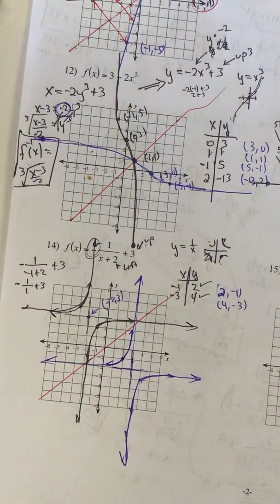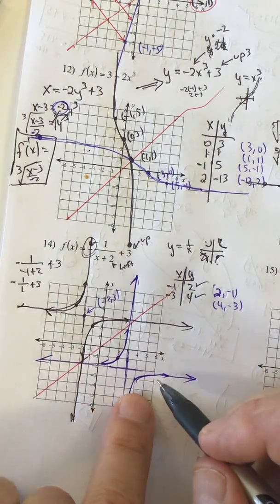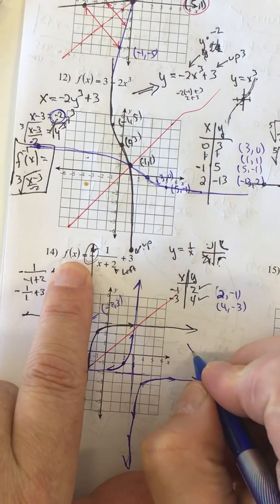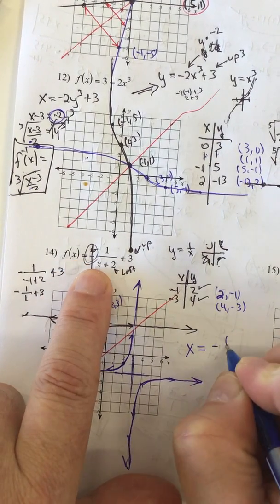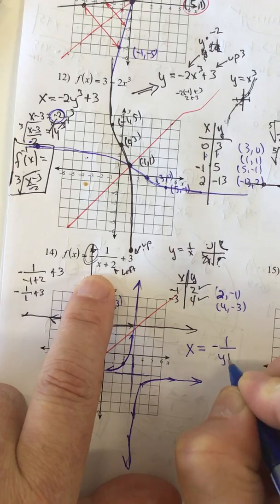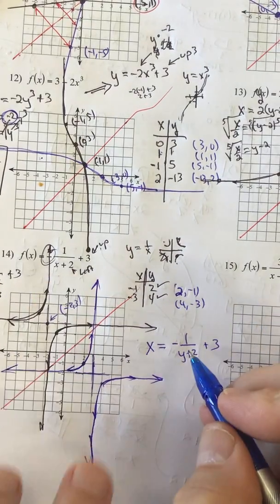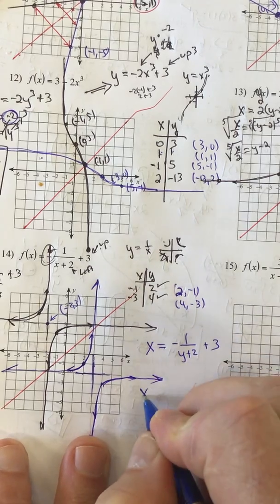Oh, I haven't found it yet. So let's find what the blue is. Okay, right there's y. I'll put that in as an x. Negative 1 over y plus 2 plus 3. Let's resolve that for y. Move the 3 over.